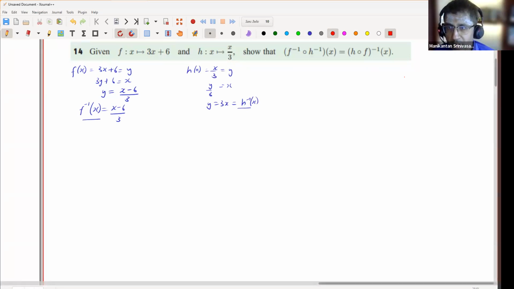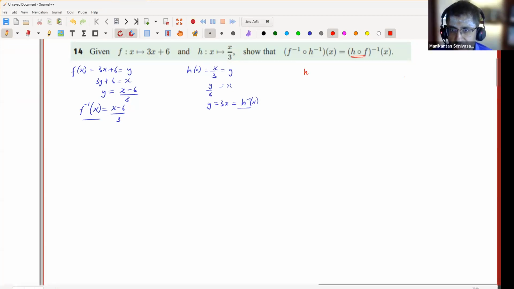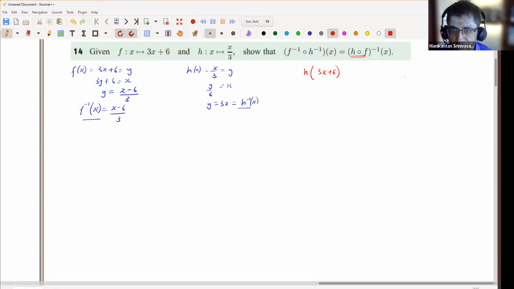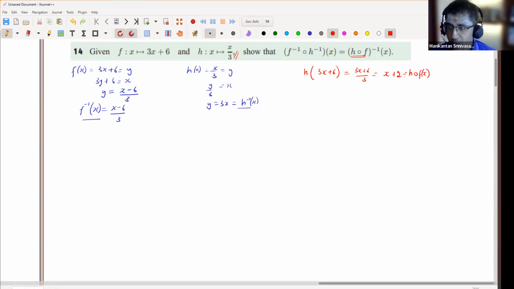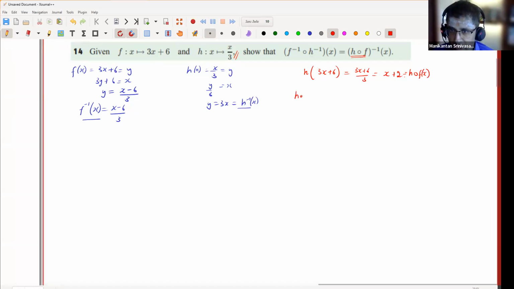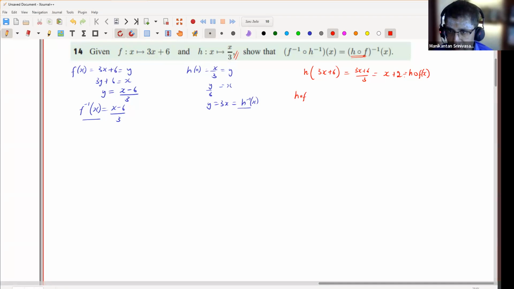Now he wants h of f whole inverse, so let's first find h of f. h of f would be h of 3x plus 6, but h itself is x by 3. Therefore, this is nothing but 3x plus 6 whole divided by 3, which is x plus 2. So this is h of f of x. Now we are supposed to find the inverse of this. We want h of f whole inverse of x for the right-hand side.